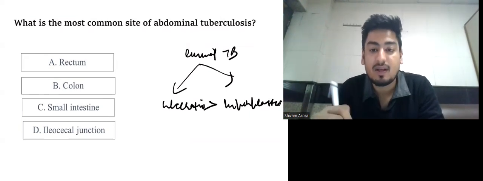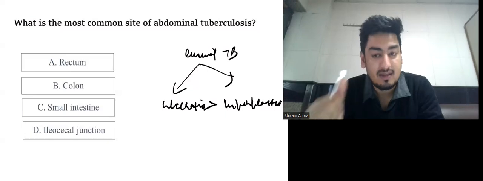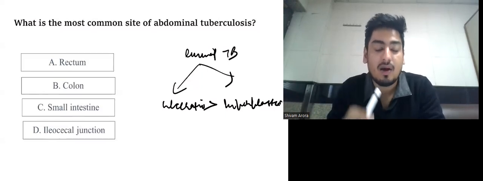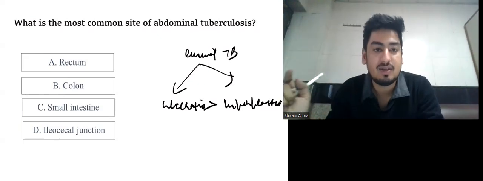Now you have to tell me in the comment section: if abdominal TB is of the ulcerative type, then what type of ulcers will be found, and how can we differentiate it from the ulcers of type 1.